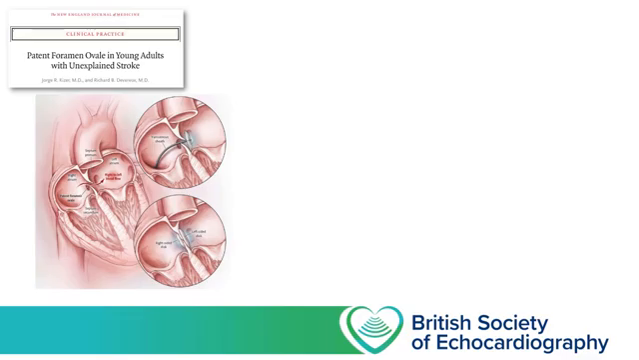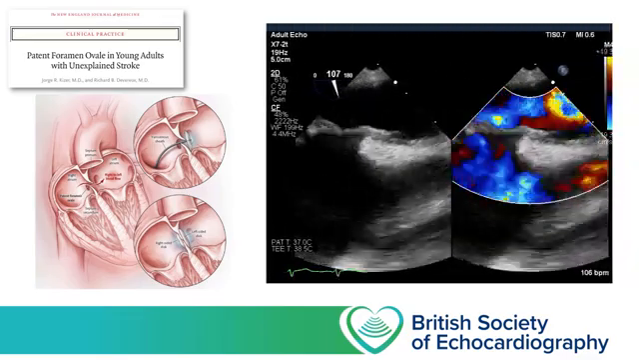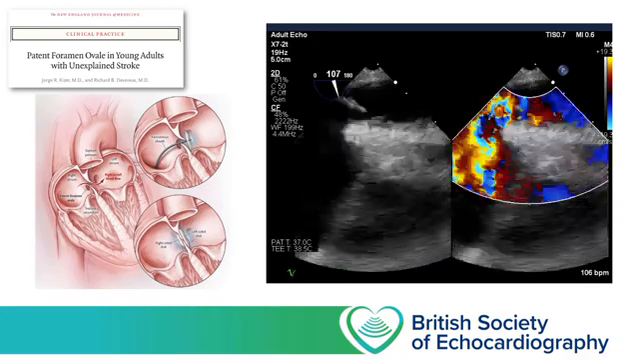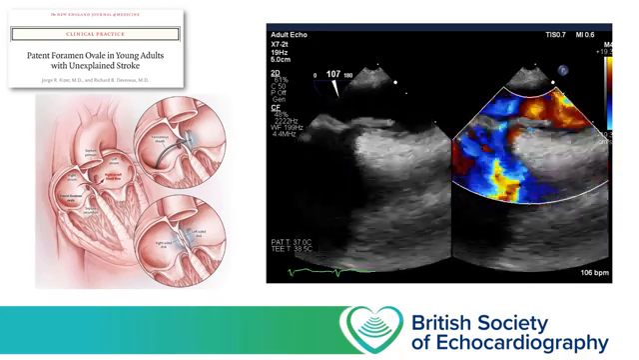So if we start with the atria, and start with not a true defect, but rather a variant that's so common it can almost be considered a normal variant, and that's a patent foramen ovale, or PFO.